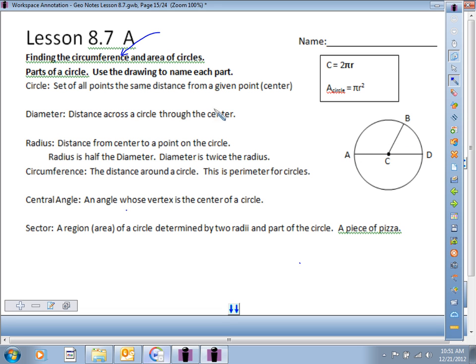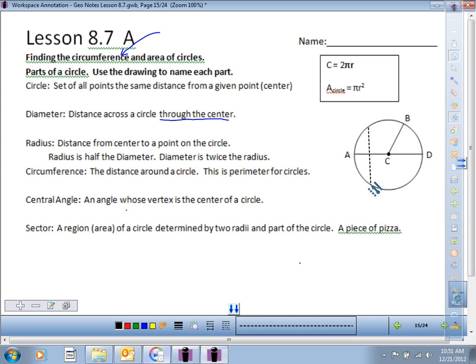The diameter is the distance across a circle through the center. That's important, through the center, because this is not actually a diameter. That's something else that we'll talk about at the end of the semester. But the diameter has to go through the center. Now that's the longest distance across a circle. The segment I just drew is shorter than the diameter, as is every segment in there except the one that goes through the center.